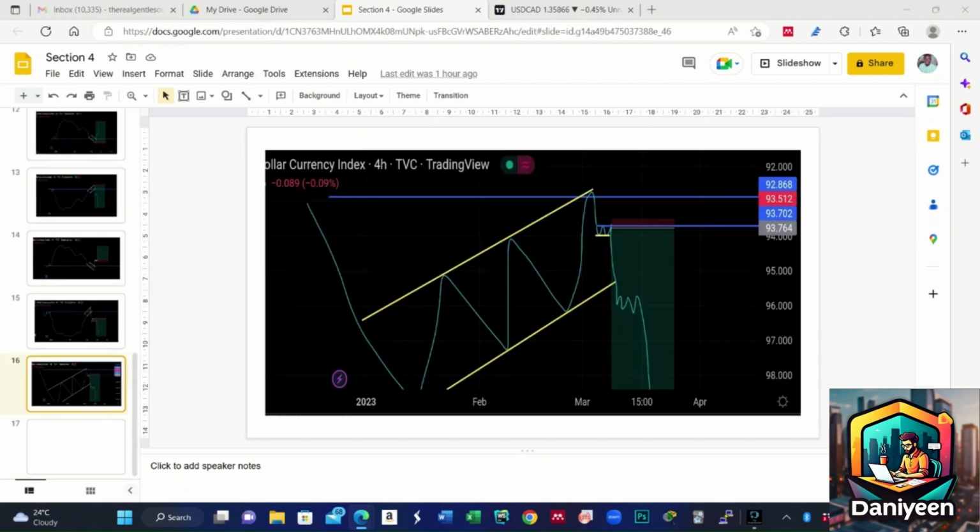So that is all for the types of entries we have. In the next section, I'm going to be showing you on the live chart how you can take these trades and exit them. Thank you.